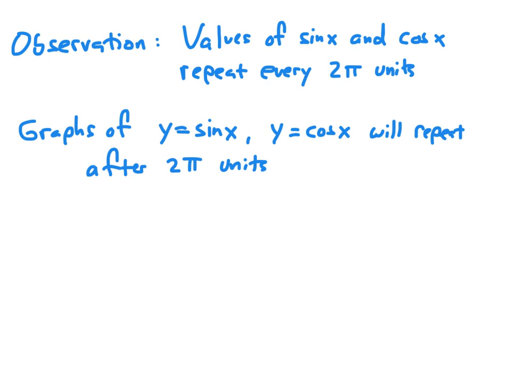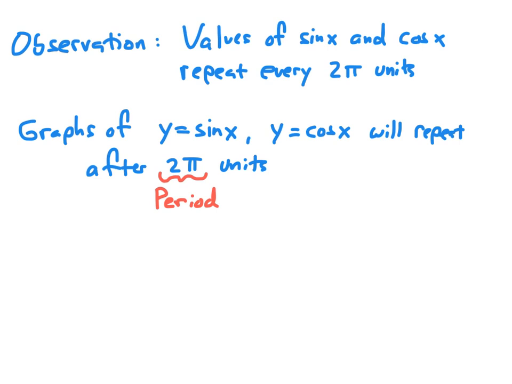So when a function has this property that a particular part of it can be repeated over and over and over again to produce the entire graph, we call the function periodic. And the length of that interval that we need to repeat is called the period. So in this case, what this is really saying is that the period of the sine function and the cosine function is equal to 2 pi units.